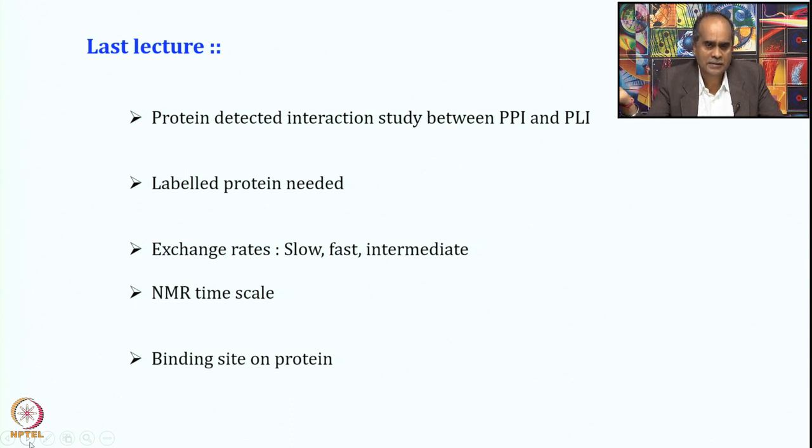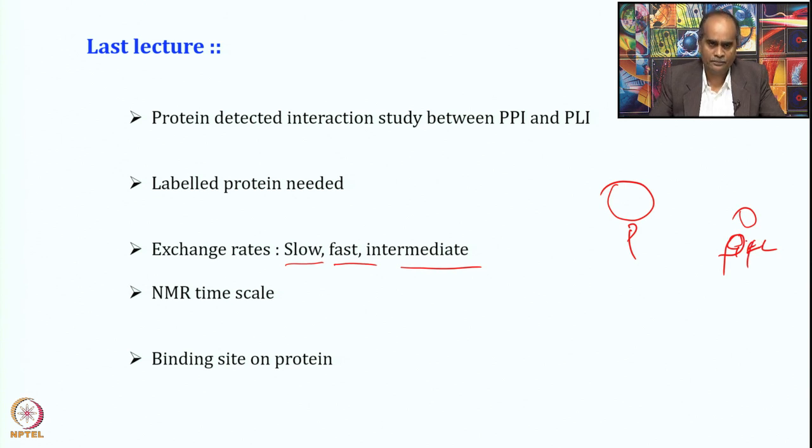Now, depending upon the rates with which the interactions happen, they are classified into slow, fast, and intermediate. I explained this with respect to the NMR time scale, what is called slow, what is called fast, and what is intermediate. And we can detect the binding site on the protein, as I mentioned. If something is slow, you can simultaneously see two peaks: one for free protein, another for protein plus ligand, and seeing two peaks simultaneously says that this is happening at a slow time scale. Fast means you see one average peak, and for intermediate you generally see a broad peak. These are typical rules of thumb for knowing whether the exchange is happening at the slow, fast, or intermediate time scale.